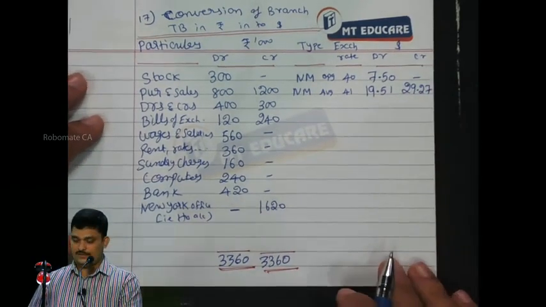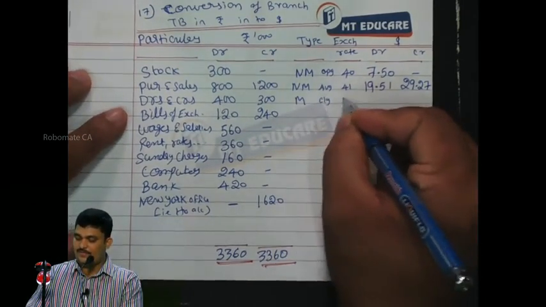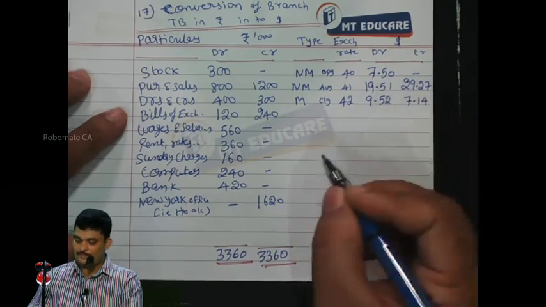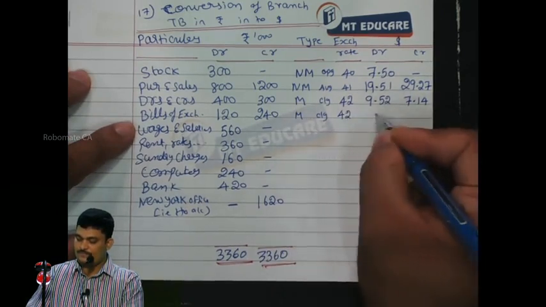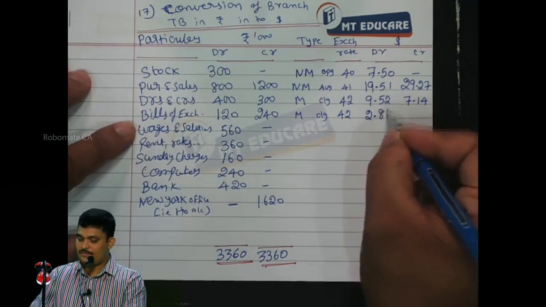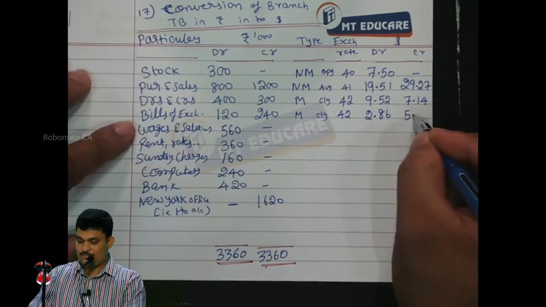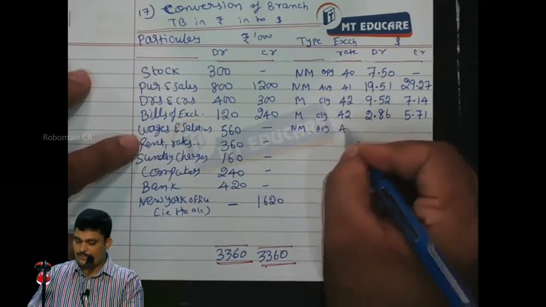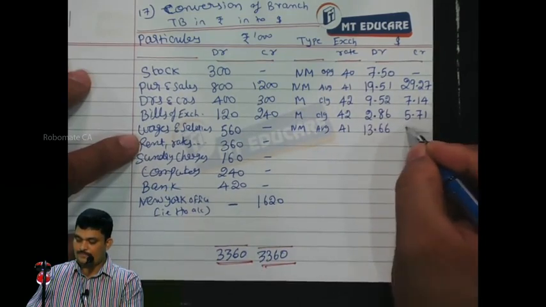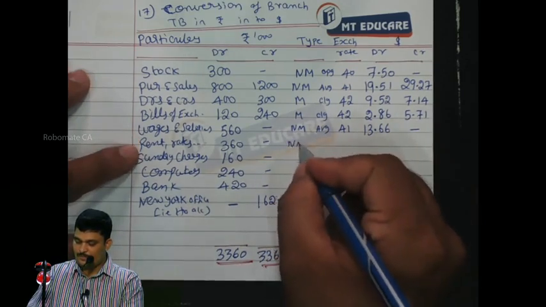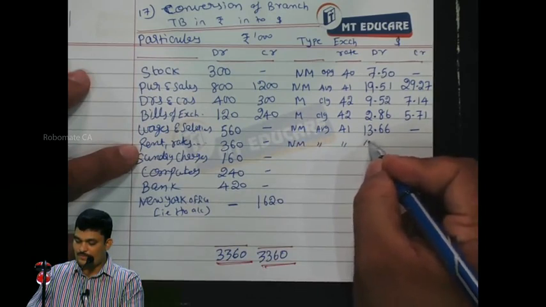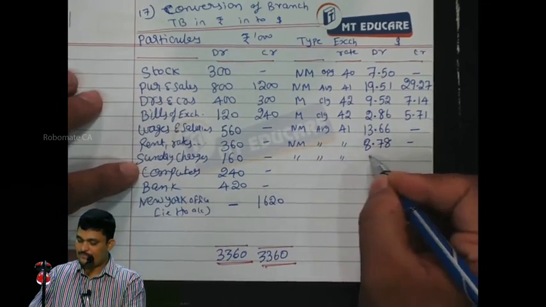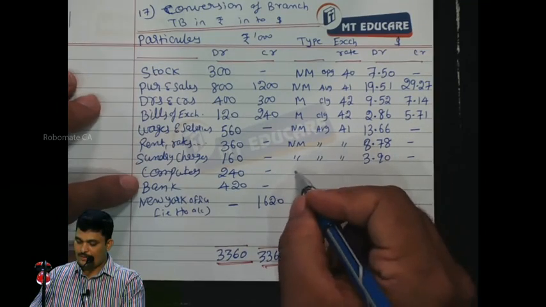27. Monetary. 40. 2 point. That's all. 8.78. Non-monetary.